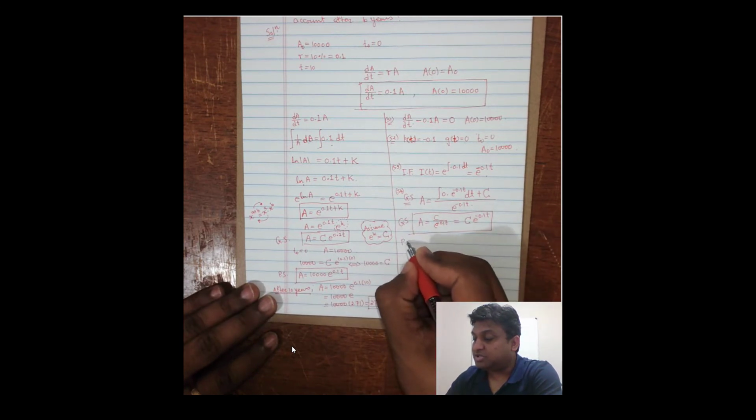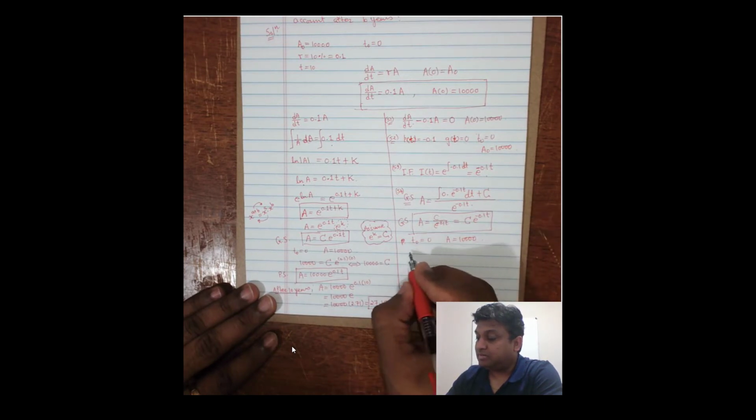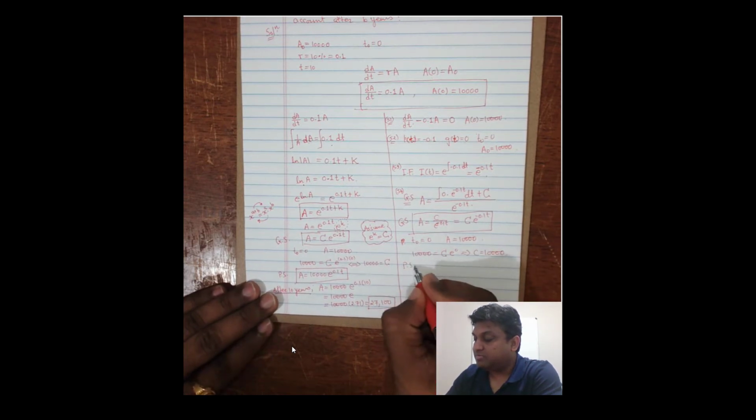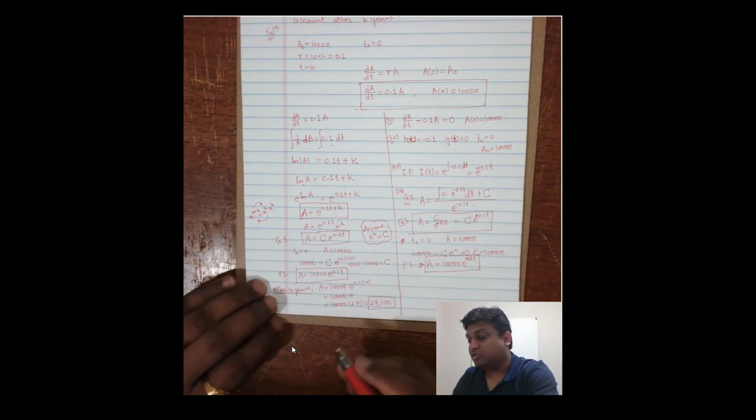To find the particular solution, I'm going to use the initial data, put t equal to 0, A equal to 10k. I get 10,000 equal to C times e to the 0, or C equal to 10k. So the particular solution is going to be A equal to 10k e to the plus 0.1t. The particular solution is going to be the same no matter what method you use.